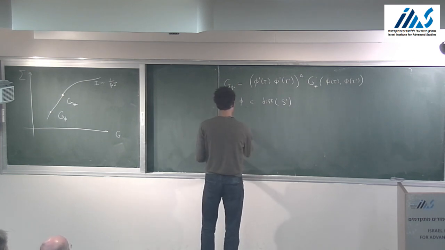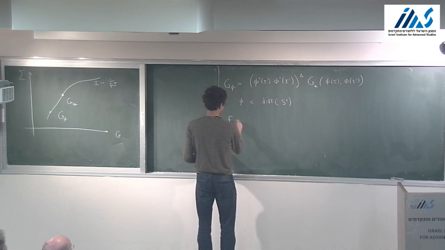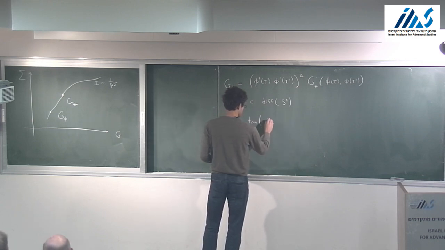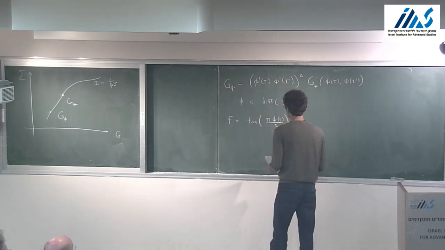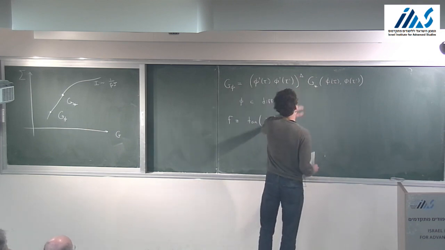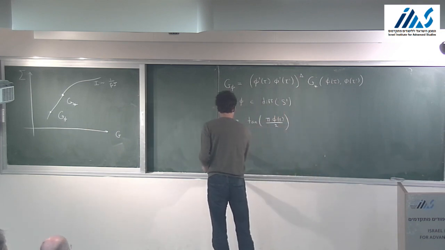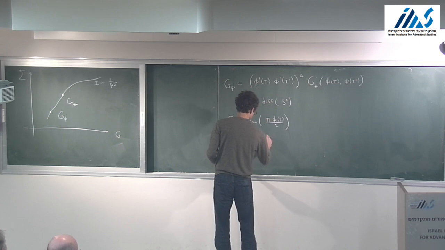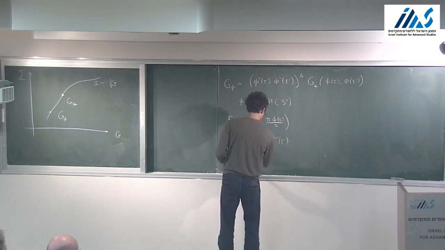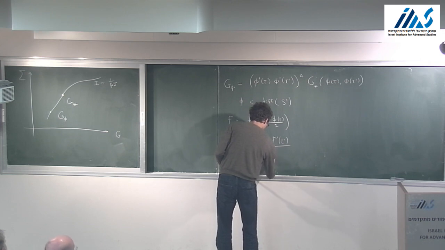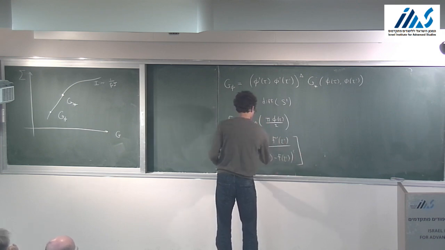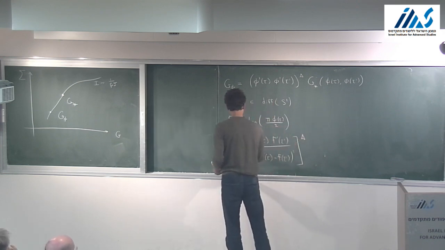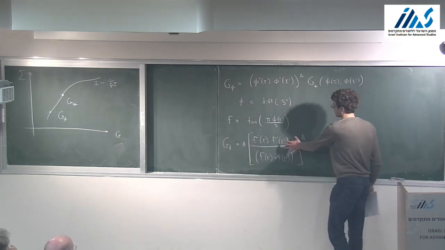The subtlety has to do with the following. If I define f to be tangent of phi of tau over 2, then this correlation function here, you can check that it's equal to the following expression.